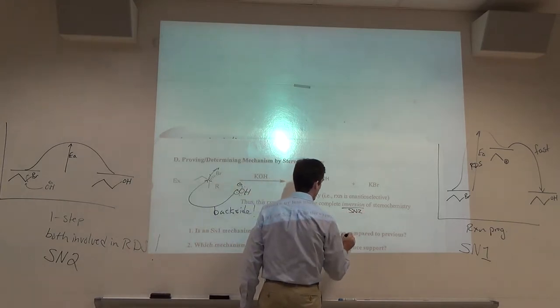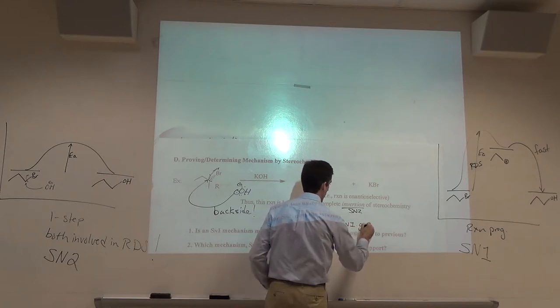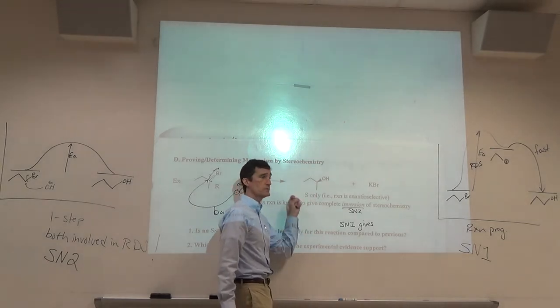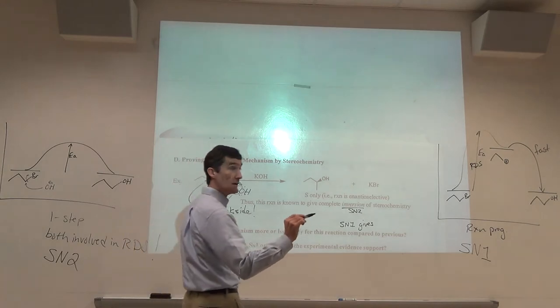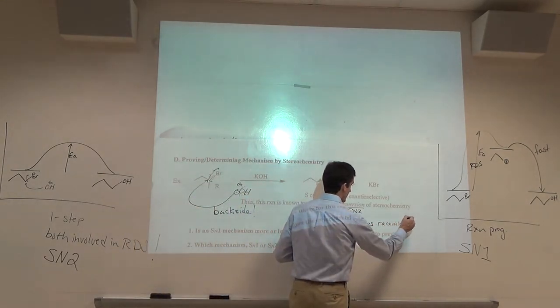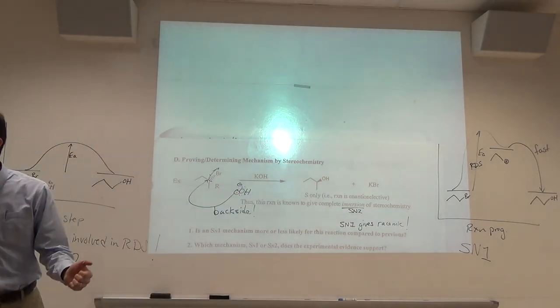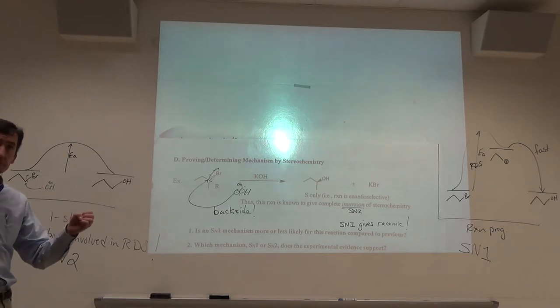SN2. What does SN1 give? It would give both S and R. What do we want to call a reaction that gives both S and R? SN1 gives racemic because SN1 involves forming a carbocation. You attack the carbocation from either side. So stereochemistry is an important consideration for predicting mechanism.